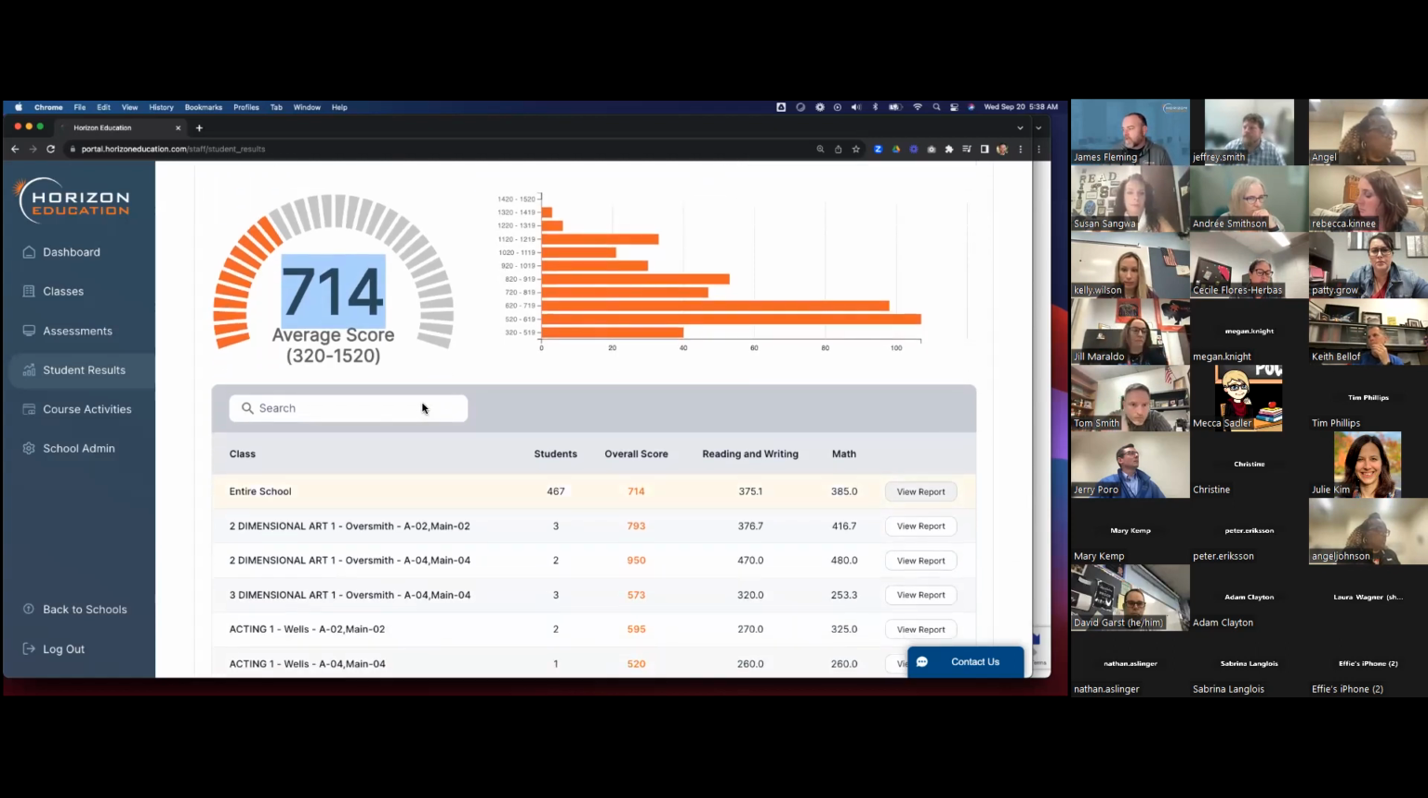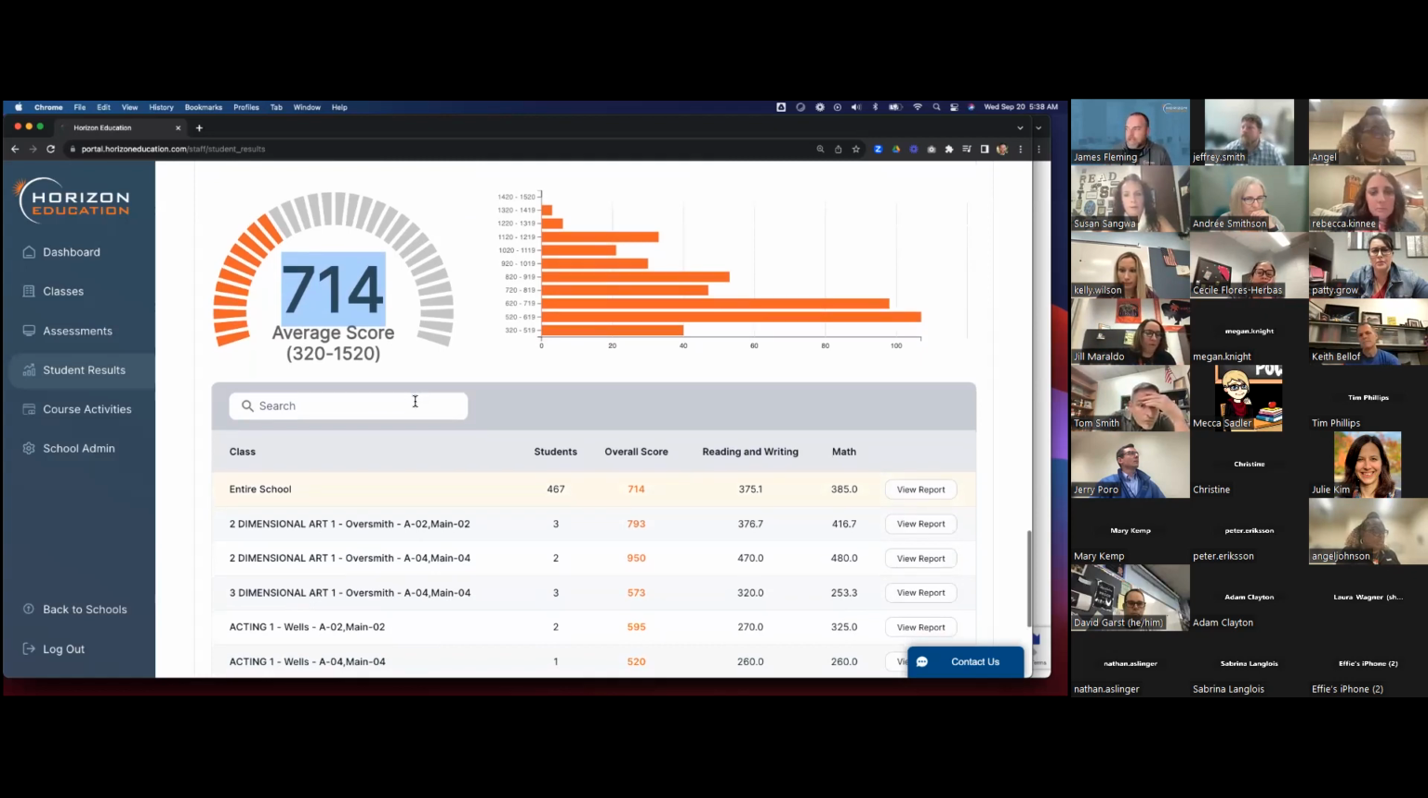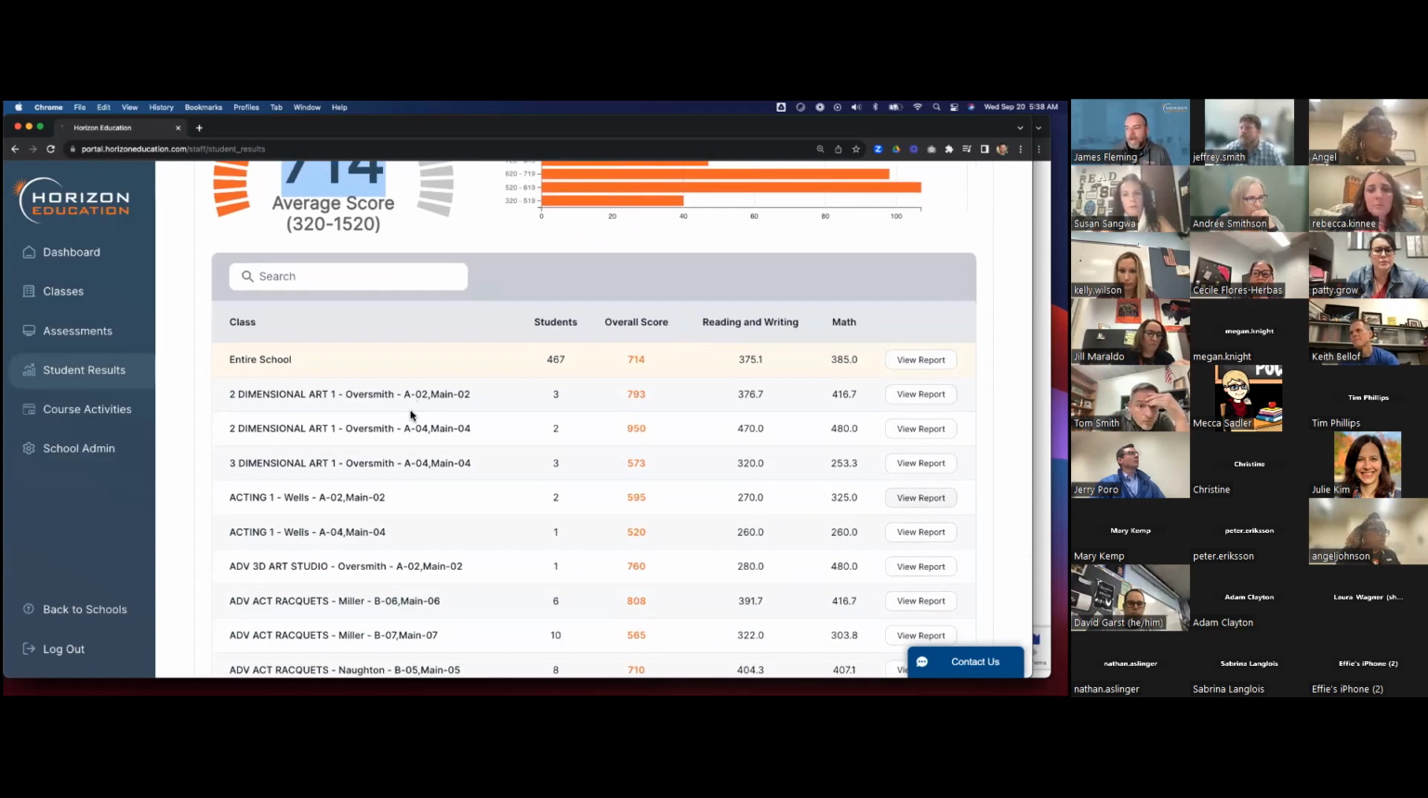I'm going to go to view report here on the right-hand side. You can choose any of the view reports that you have. I would suggest you choose one of your class sections, because that's going to give you the most detailed information, because you have permission to see those students.